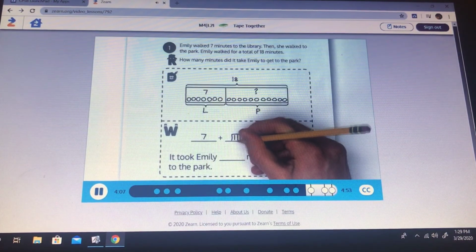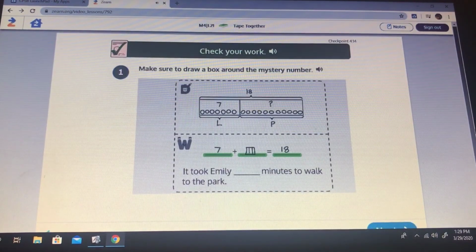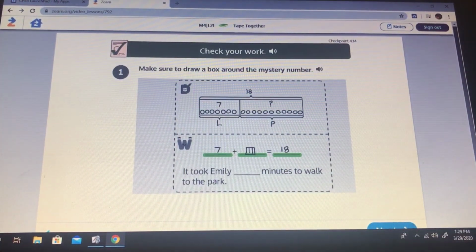Check your work. Make sure to draw a box around the mystery number. So we're going to check our work. I want you to look at what you wrote down and be sure that it matches up with what he has written here. Your math sentence should say 7 plus 11 equals 18. He put a square around 11 because 11 was the answer that we were looking for. 11 is what would go here where your question mark is.